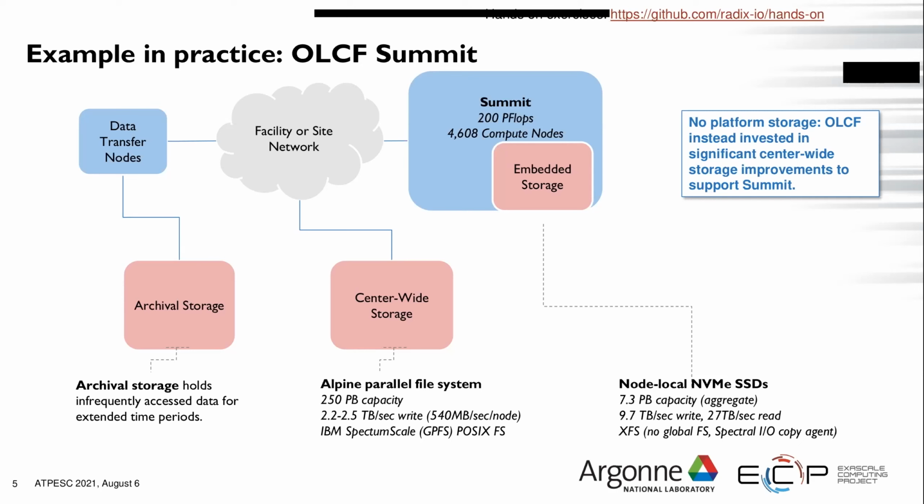And the reason is they've made a very large, very high performance center-wide storage system. This is the Alpine file system that has a 250 petabyte capacity. And the reason they've done this is they've invested more in making that file system the best it can be and having it be independent of the compute platform. So as they upgrade systems, the center-wide storage stays the same and is wired up in such a way that it can be high performance for whatever platform they deploy.